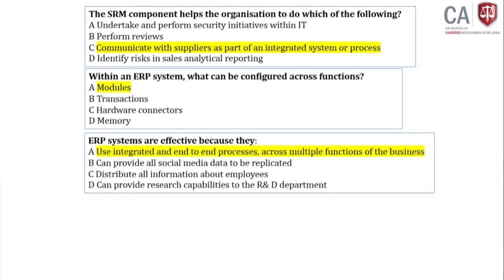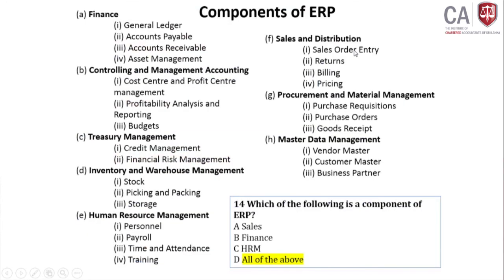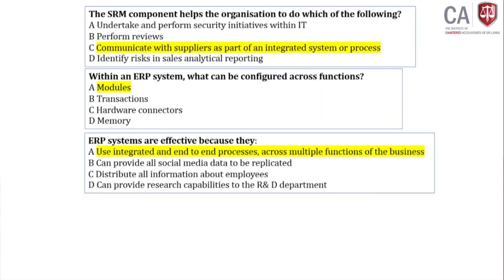And the SRM component helps organizations to do which of the following? Communicate with suppliers as part of an integrated system or process. Here it is not given, but in ERPs the customer relationship management component is also there as one functionality.